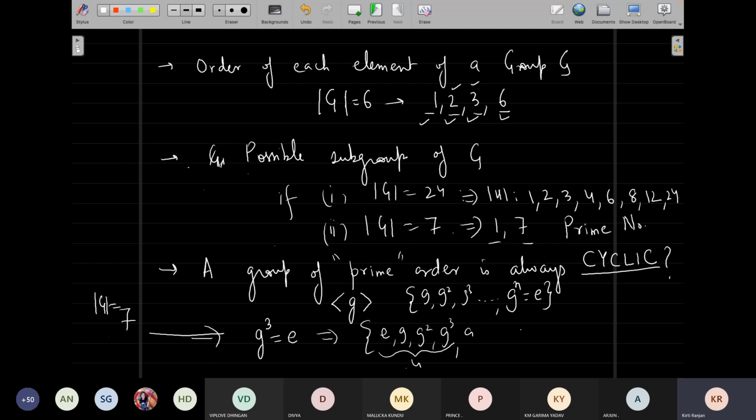Lagrange theorem says that the only possible order of a subgroup will divide the order of G completely, and 3 doesn't divide it, 4 doesn't divide it, 5 doesn't divide it, even 6 doesn't divide it. So the only possibility for this group is to be cyclic, and this is a natural consequence of our Lagrange theorem. And remember that the cyclic groups are always abelian.